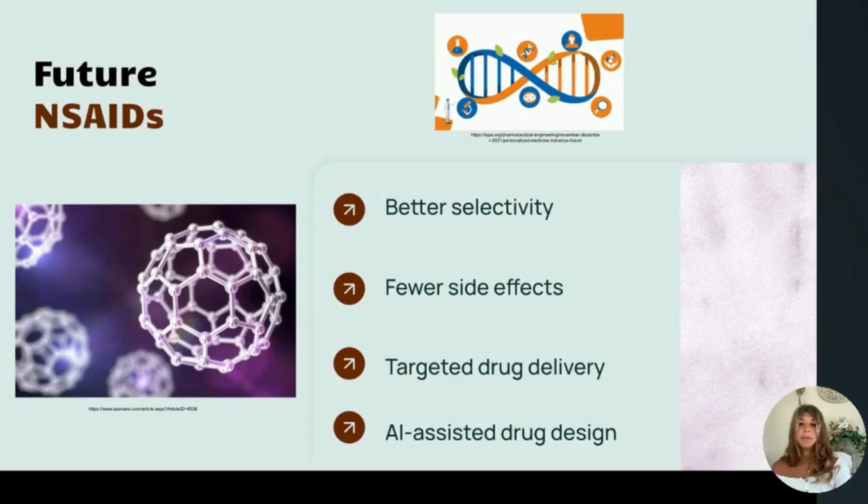Another area is personalized medicine. In the future, doctors may choose NSAIDs based on a person's genetics or medical history, like mentioned in the previous slide. Artificial intelligence is also becoming a useful tool. AI can help scientists predict which drug structures might work best before they even make them in the lab. These new technologies show that medicinal chemistry is continuing to evolve.